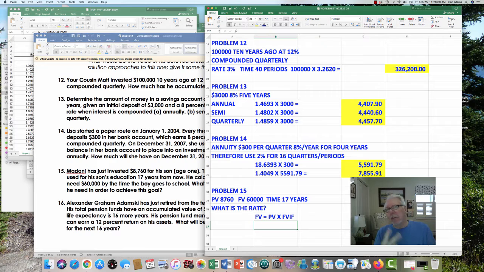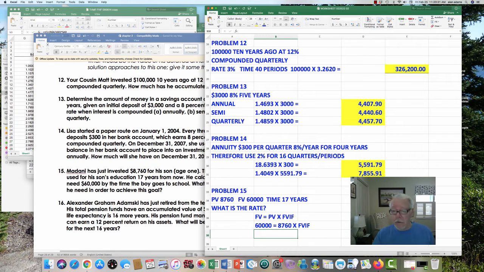Now, we have to solve this in 2 steps, as I told you last week. First, we find what the FVIF, the missing amount, is. Secondly, knowing one of the factors, rate or time, we go to the table and figure out, like a roadmap, where the missing number leads us. Let's plug in what we know. The future value is 60 grand. The present value today, Madani is investing $8,760, and we multiply that by the FVIF.